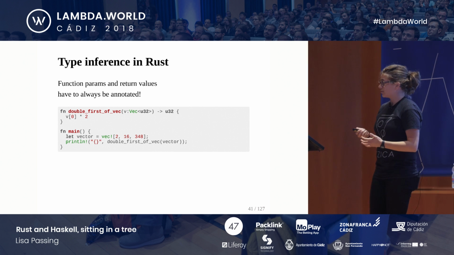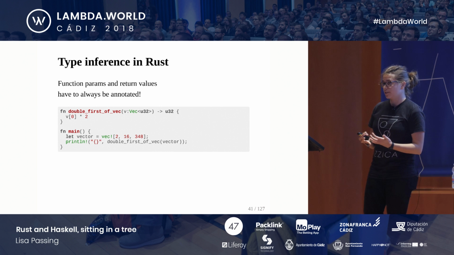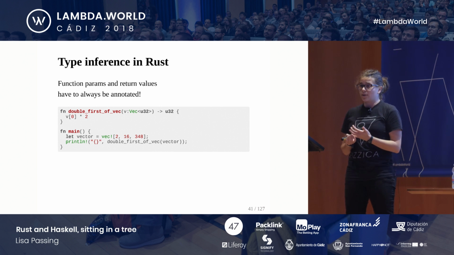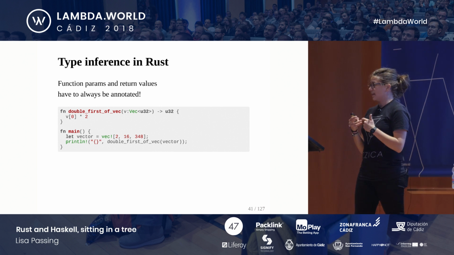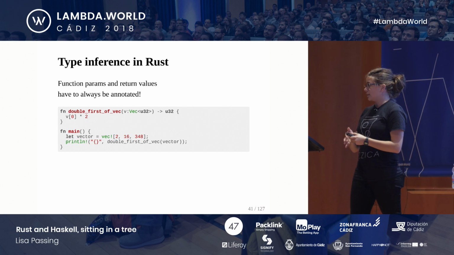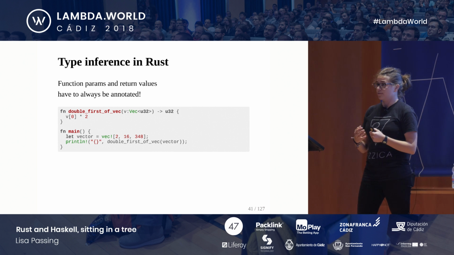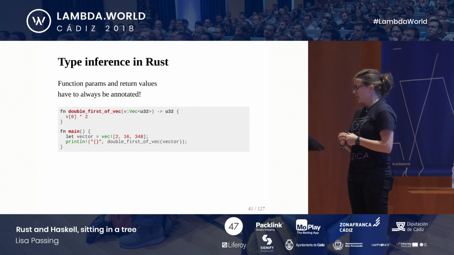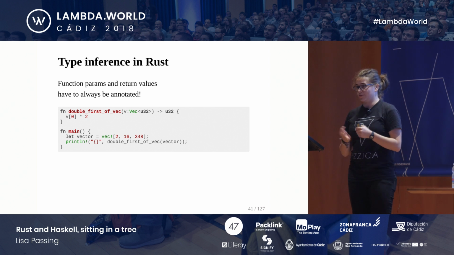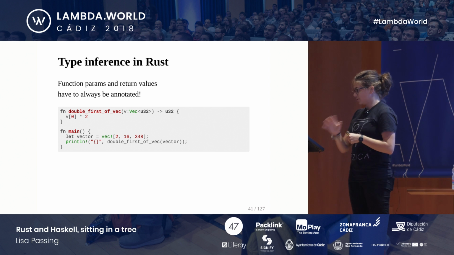If we take the double first of vec and put it into a proper function, this would be the syntax for it. We have fn as the function keyword, then the name of the function, and then we say, okay, we get a parameter v, which is of type vector of an unsigned 32-bit integer. There's a lot of different integer types and float types in Rust because of this low levelness, but don't worry too much about it.